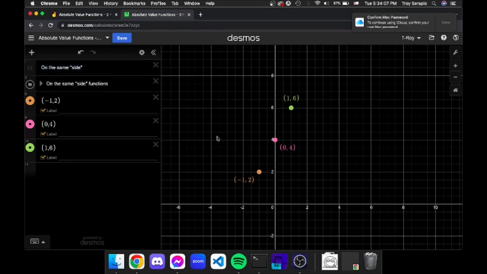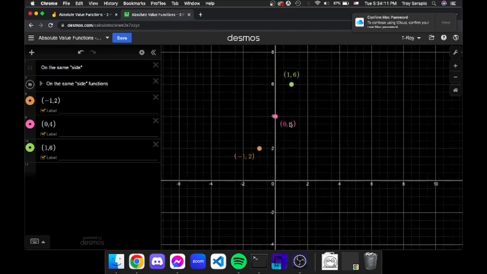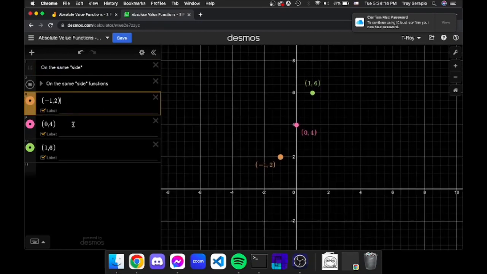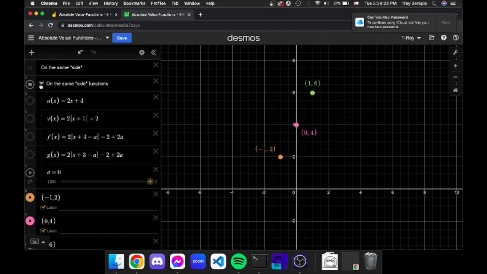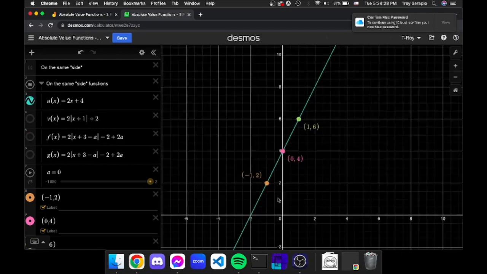So these 3 points, very nicely placed points for the sake of demonstration, we have negative 1, 2, 0, 4, and 1, 6. Now, what's very tricky about this is that once we solve for the slope, we kind of realize that they're collinear.